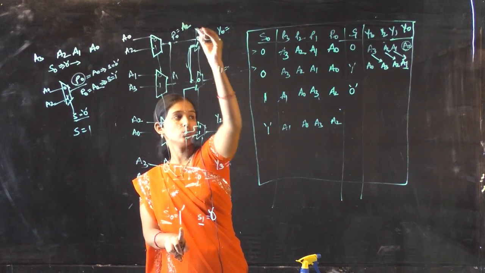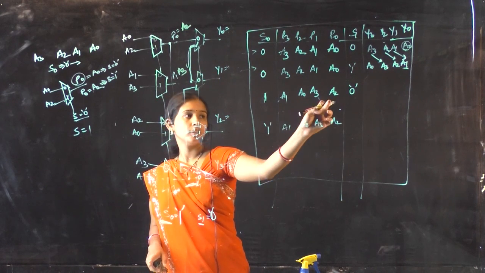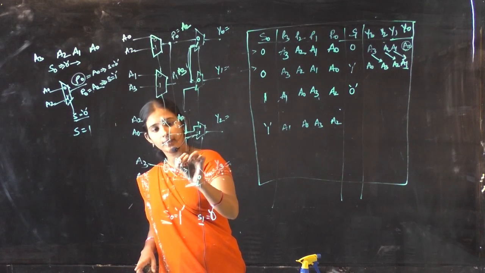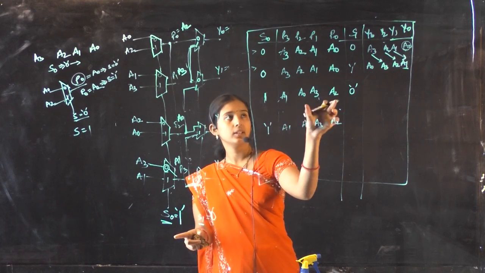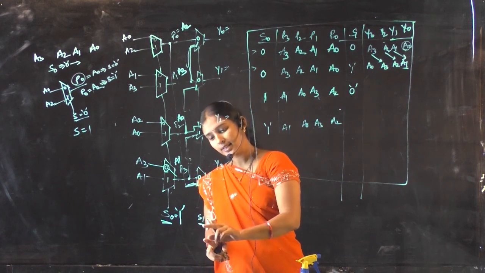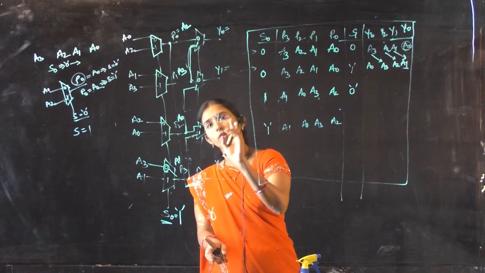This is your A3, A0 and A1. That is the output available at P0, P1, P2, P3. This is your output. If my selection input is equivalent to 0, so what will be your input? That will be your output.